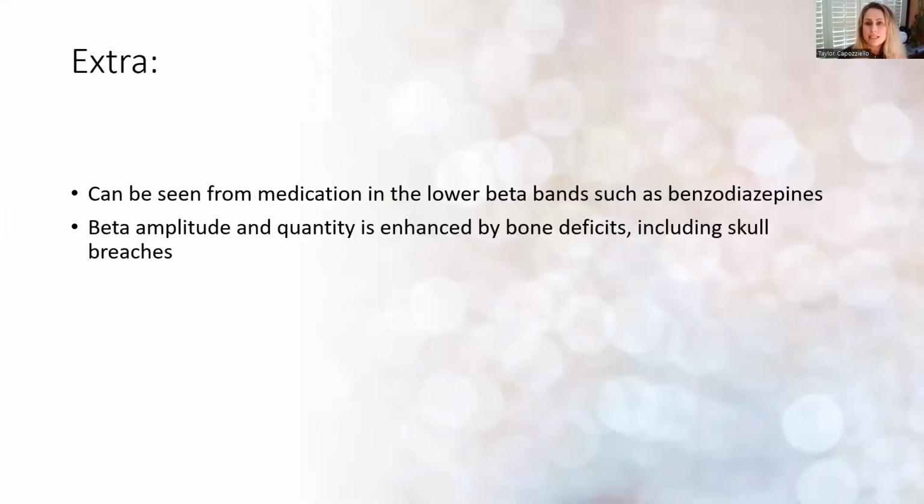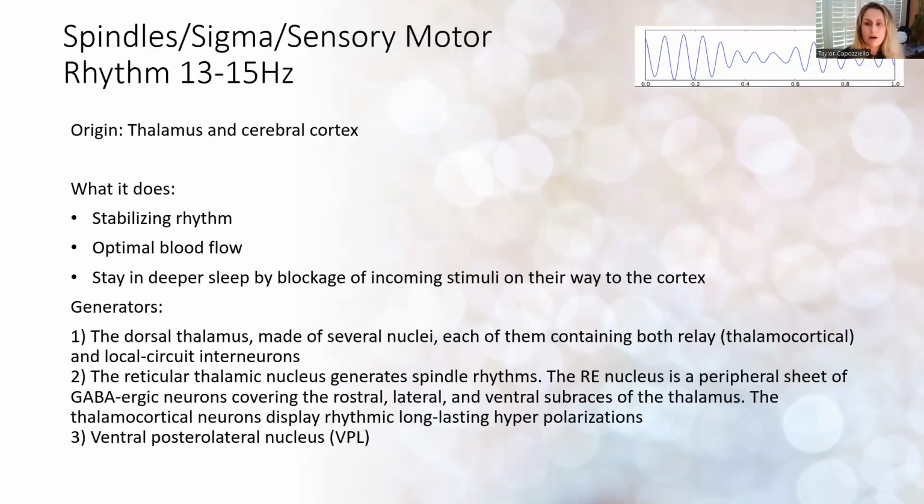It can also be seen from medication in the lower beta band, such as benzodiazepine. So if we see diffuse beta spindles, we're also going to want to look at what medication they're on. Beta amplitude and quantity is enhanced by bone deficits, including skull breaches. So if that person actually has a breach at the skull, we could see changes in beta activity.